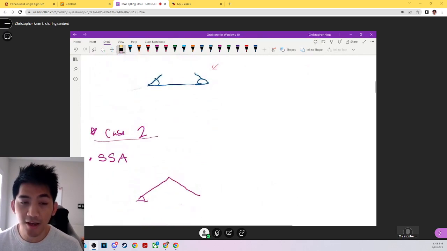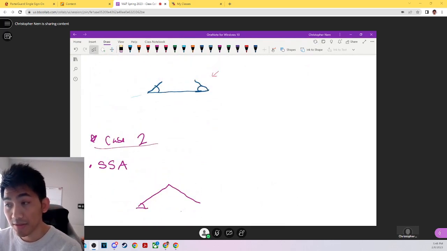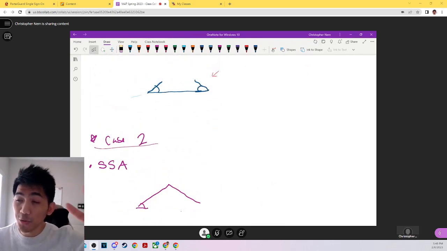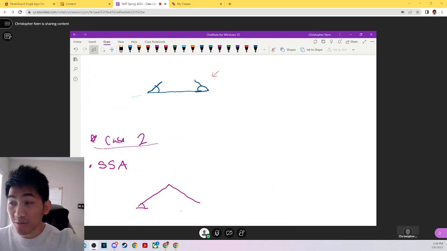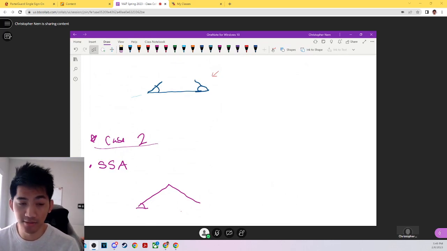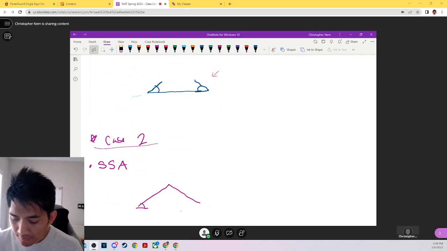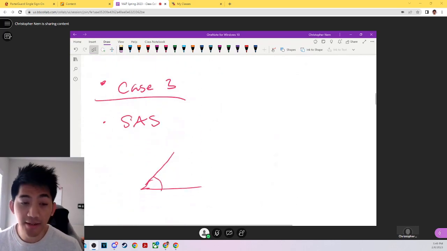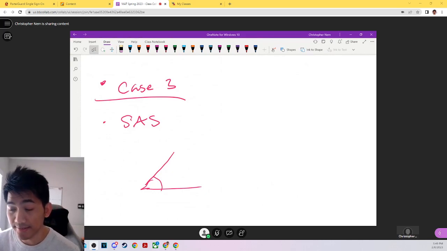We'll also be using law of sines for case number 2, side side angle. I have 2 predetermined sides and an angle not in between them. I put a star here because this case has a lot of details that we need to go over. And then case 3, side angle side, a predetermined side, a predetermined angle between the other side.